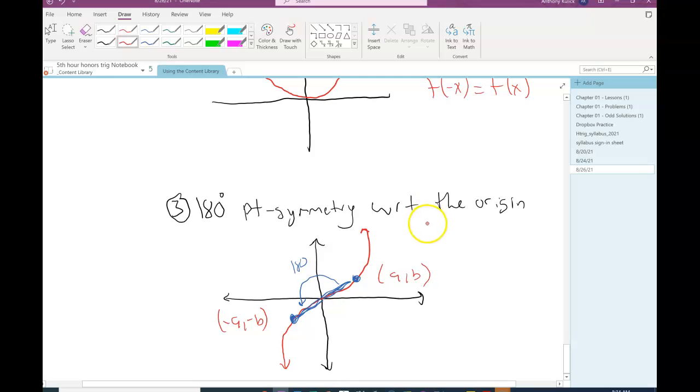We also sometimes call functions with this symmetry odd functions. Forgot to mention that. And in general, what we're saying is that f of negative x should equal negative f of x. F of negative a is negative b, and f of a is b, but if I'm making that negative, I'd have negative b. Mackenzie?